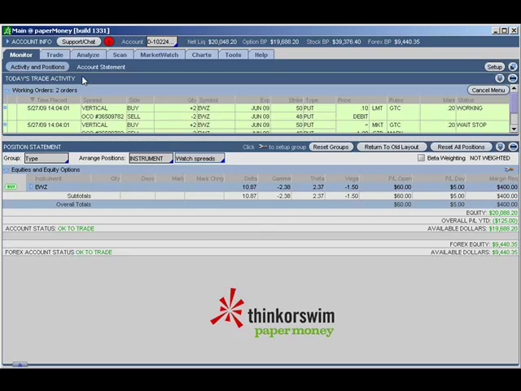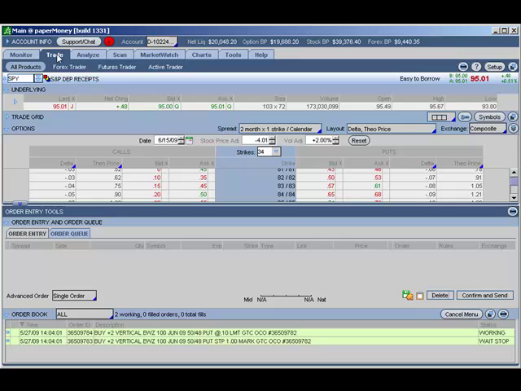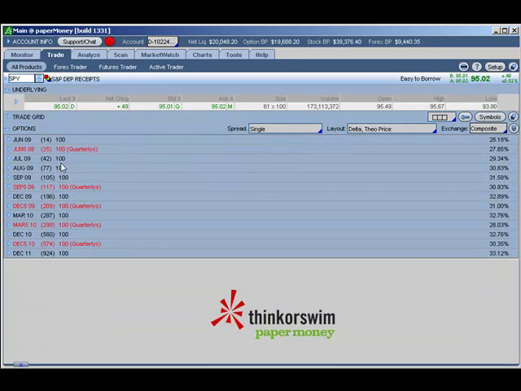Okay, here we are back on the platform. What I'm going to do is switch over to the trade tab, and we've already got the SPY entered in. The standard layout in the thinkorswim platform allows us to see all of our option chains, and we see we have a June and a July and an August and so forth.